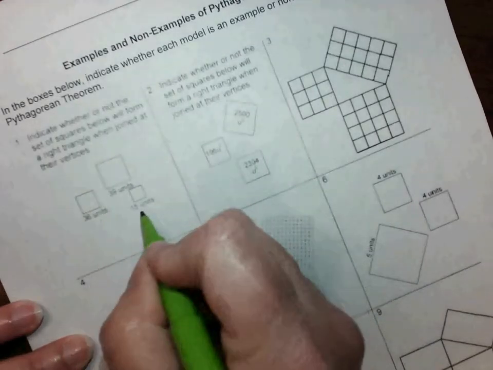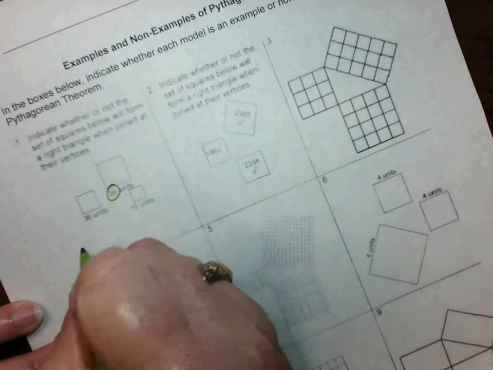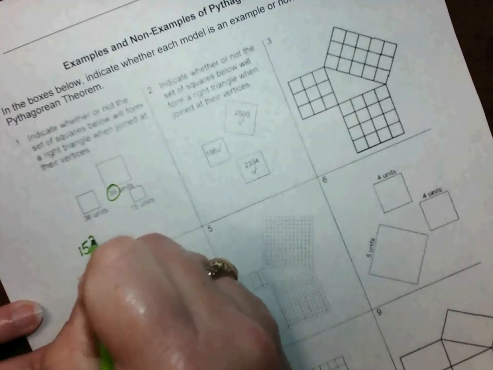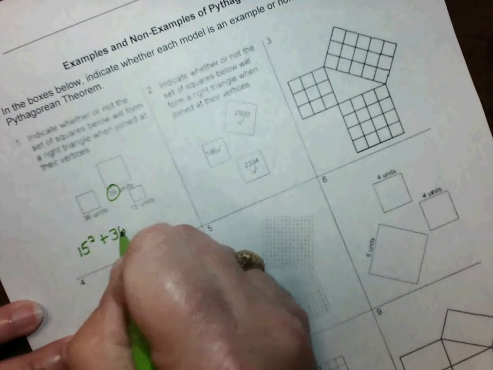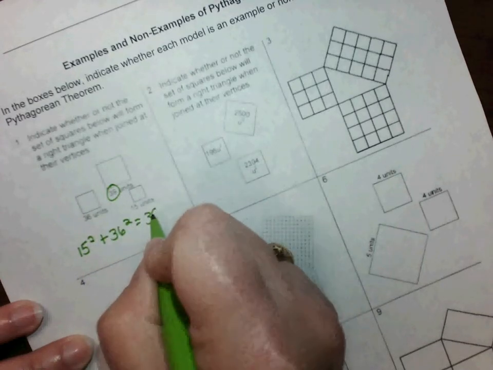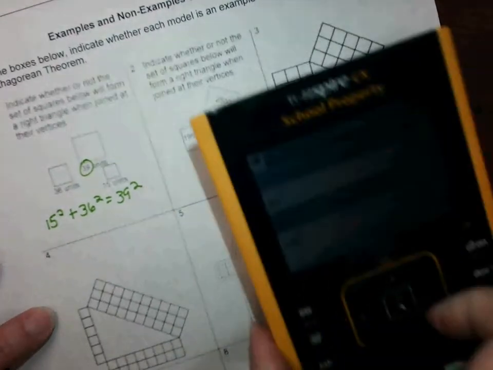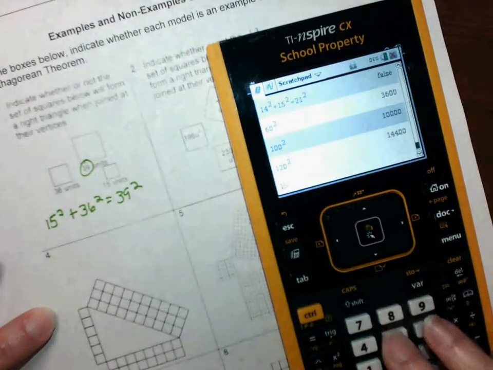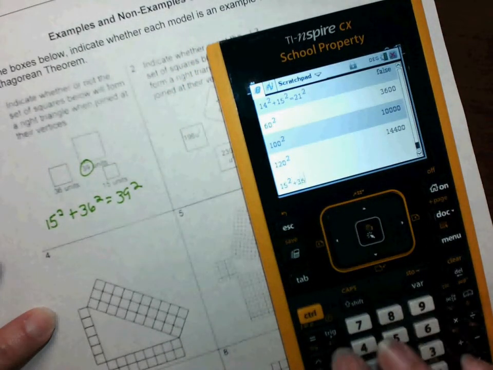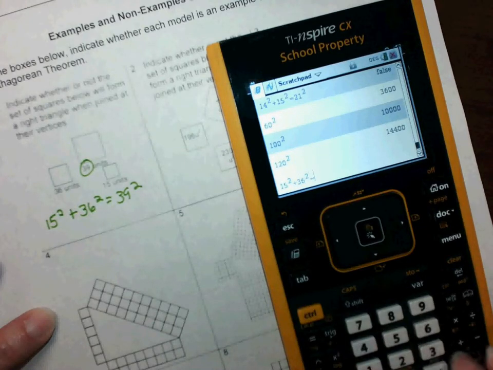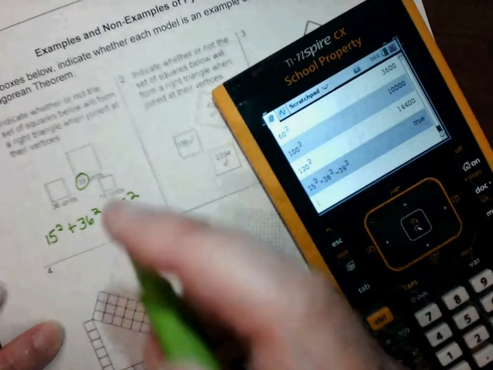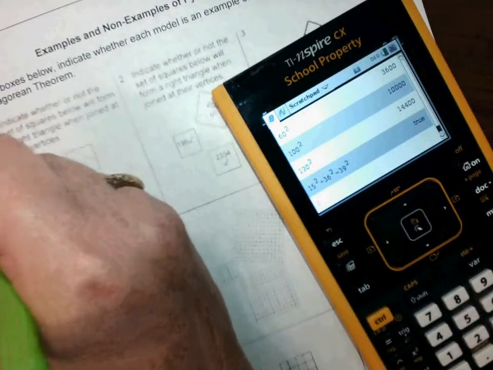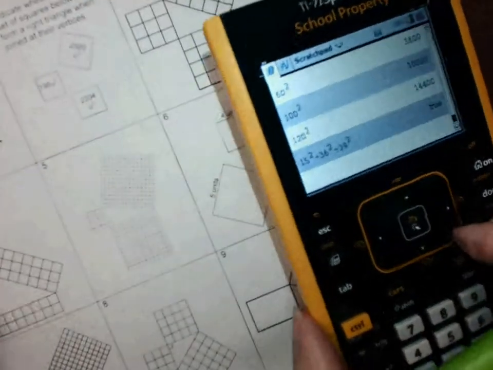Well, I'm going to make that my C, and I'm going to do 15 squared plus 36 squared equals 39 squared. Is that true? Let's see. 15 squared plus 36 squared equals 39 squared. That is true. So yes, this is a right triangle.